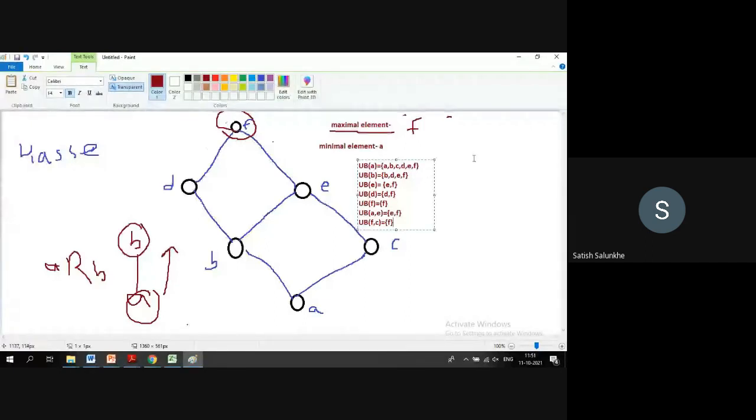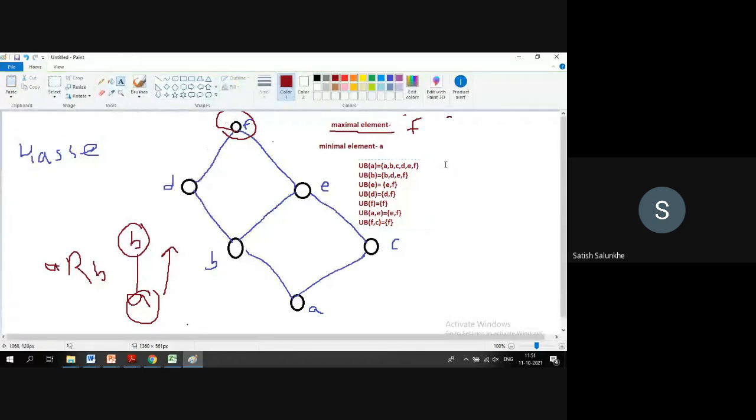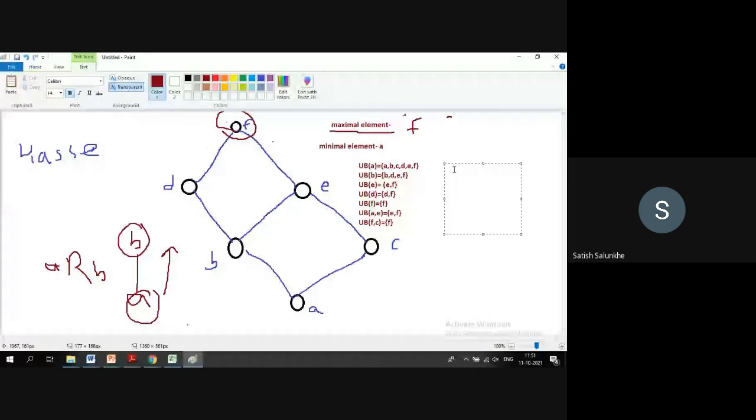Similarly, you can have lower bounds also. Let us take some examples of lower bounds. The lower bound of A is only A. What is the lower bound of B? It is B and A. What is the lower bound of D and C together? The lower bound of D and C together is A.